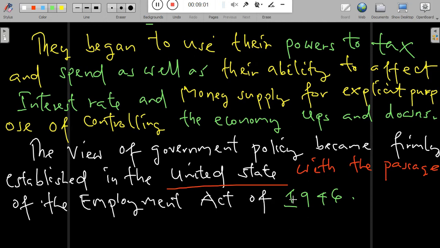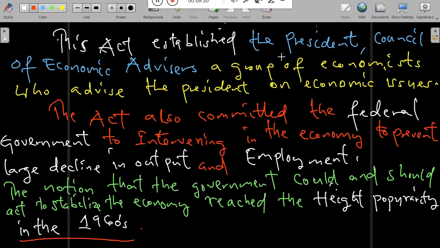The view of government policy became firmly established in the United States with the passage of the Employment Act of 1946. This act established the President's Council of Economic Advisors, a group of economists who advise the president on economic issues. The act also committed the federal government to intervene in the economy to prevent large declines in output and employment. The notion that the government could and should act to stabilize the economy reached the age of popularity in the 1960s.